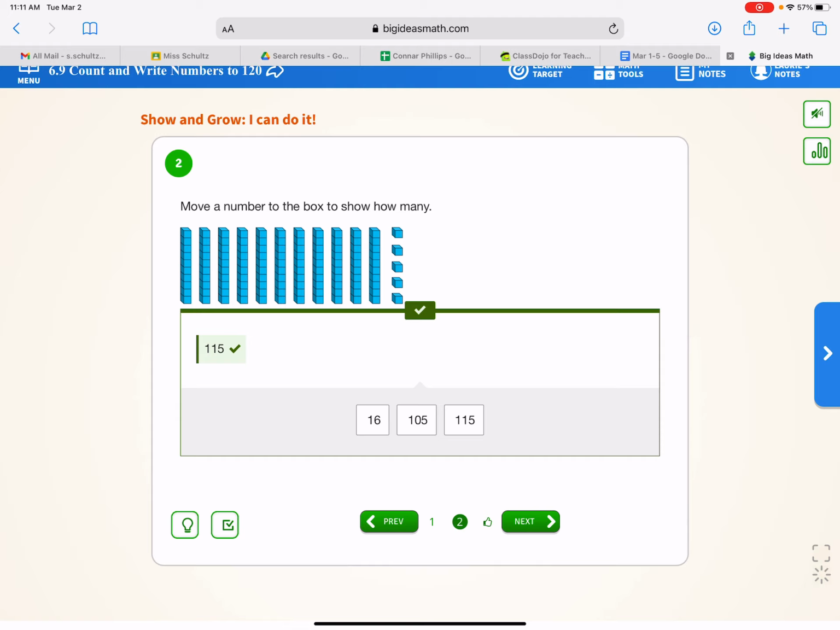And in chapter 6.9, instead of drawing out boxes and rods, you are going to count how many are shown in the problem. If you want more practice on any of the sections before we test on chapter 6, which we'll do tomorrow, just let me know, and I'll be happy to help you out.